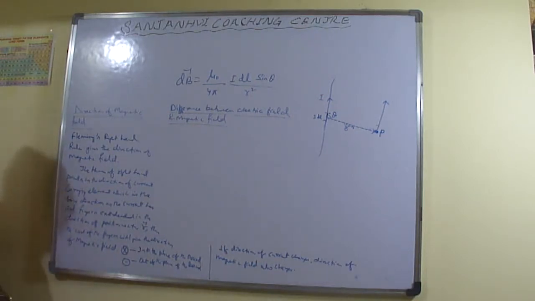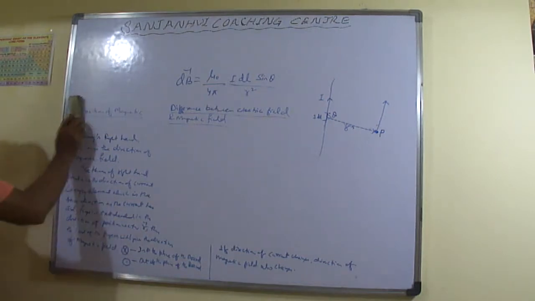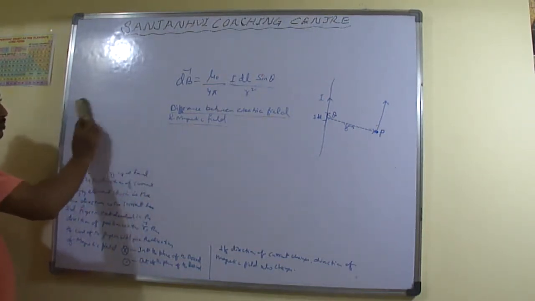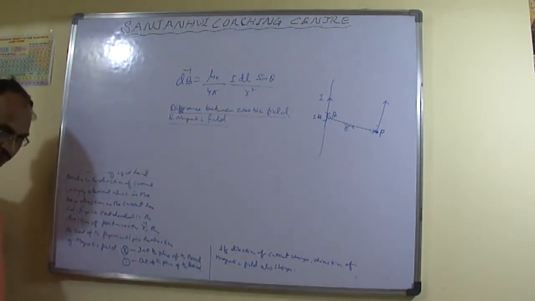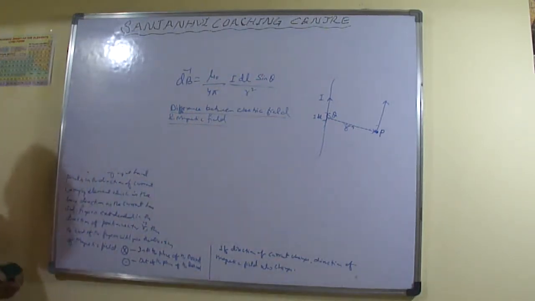We will have a discussion on Fleming's left hand rule also later on. So Fleming's right hand rule is generally used to find the direction of magnetic field of a current carrying element. If the thumb is pointing in the direction of current, the curl of the fingers will give you the direction of magnetic field.